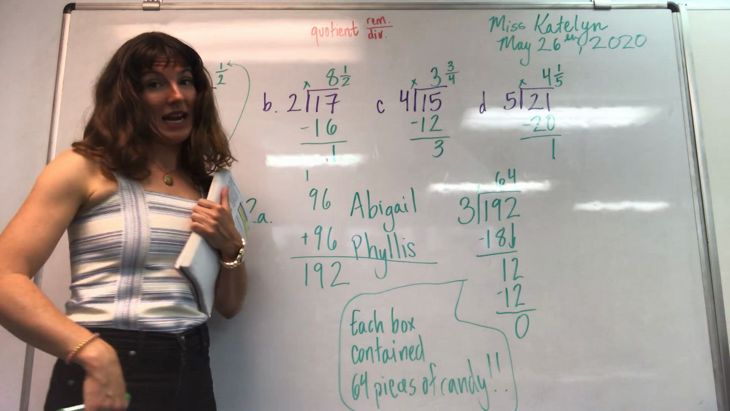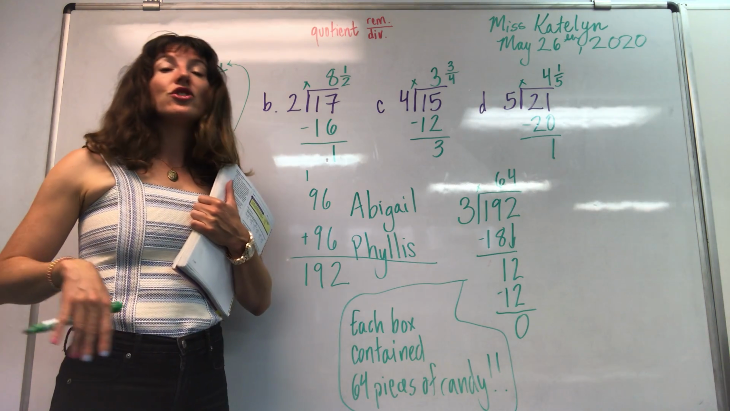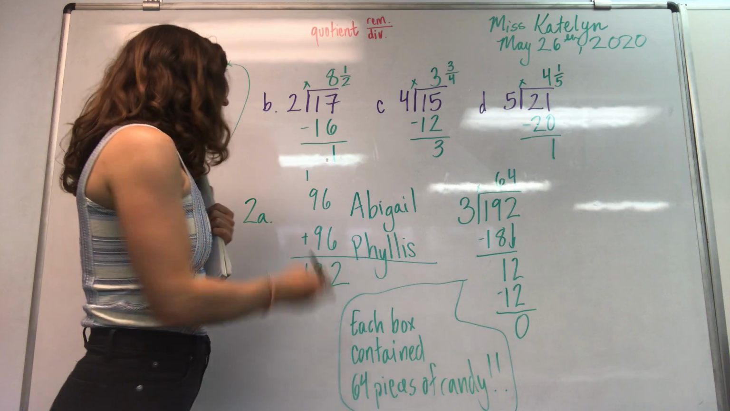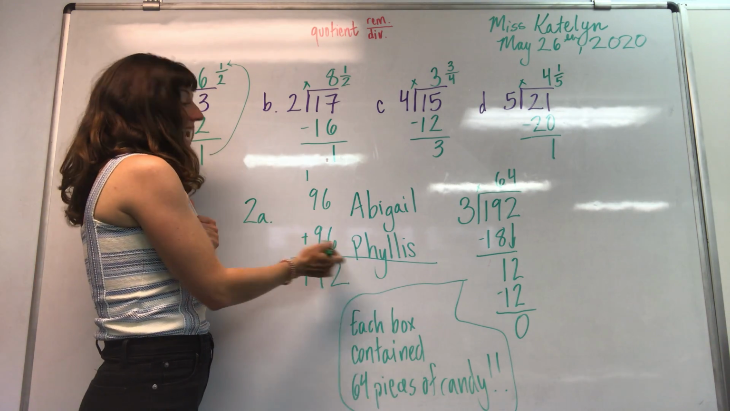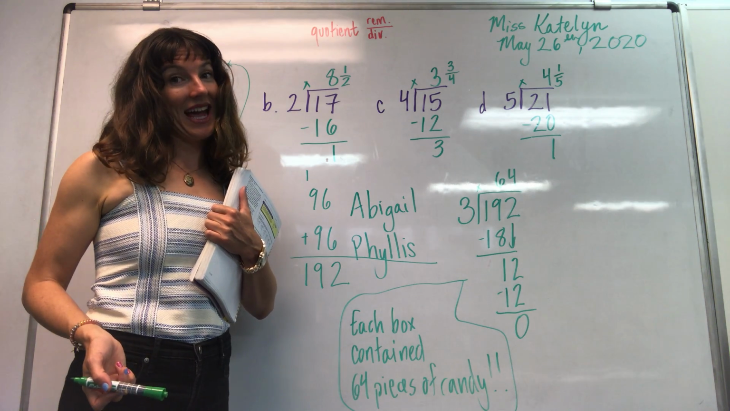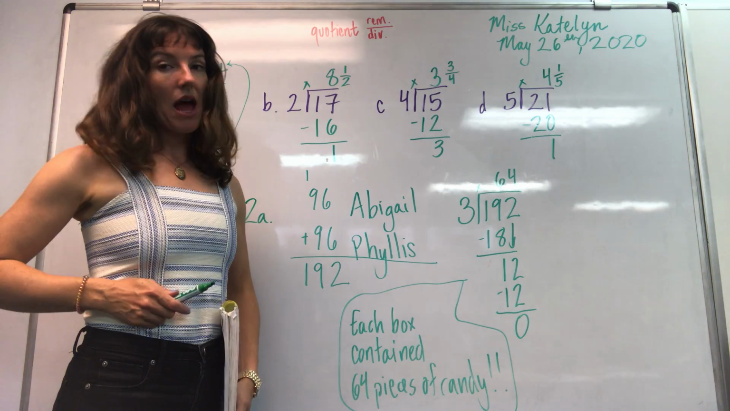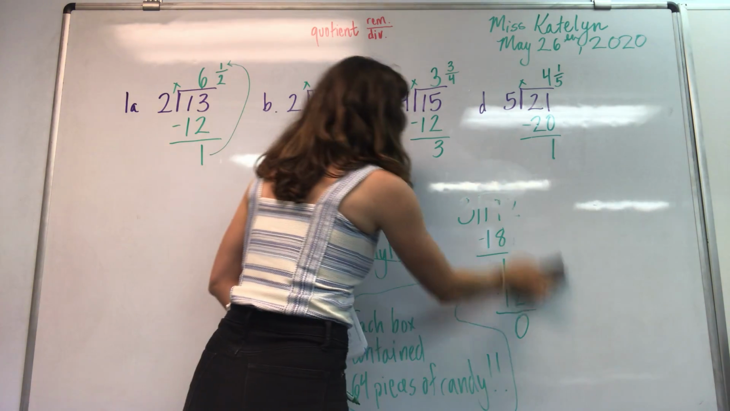Okay, so if I had done 96 divided by 3, I would only be dividing the amount of candy that Abigail made, or I would only be dividing the amount that Phyllis made. In order to know how much candy Abigail and Phyllis made, you have to add them together. And they said they each made 96, okay? Ooh, that is story problem A. Let's try story problem B.